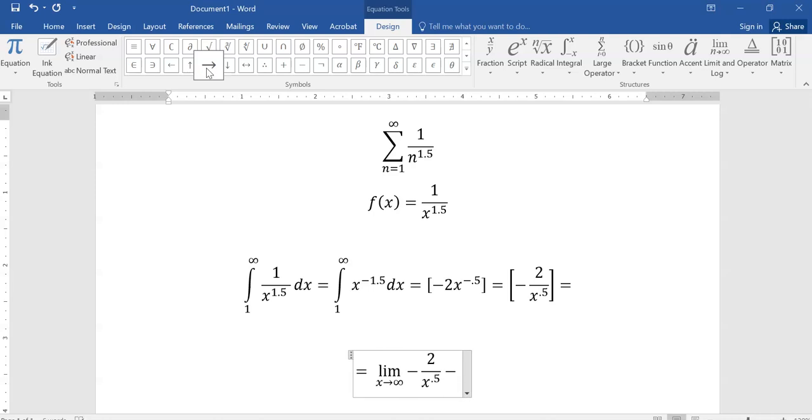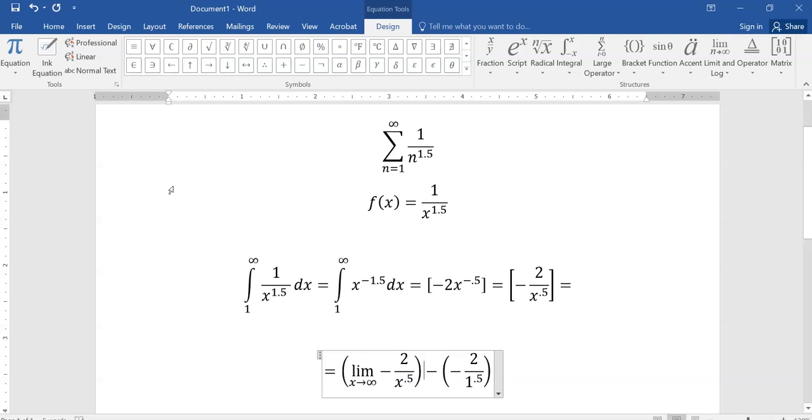So when you plug in 1, you end up with negative 2 divided by 1 to the 0.5 power. Okay, so upper bound and lower bound. Probably should have done that.